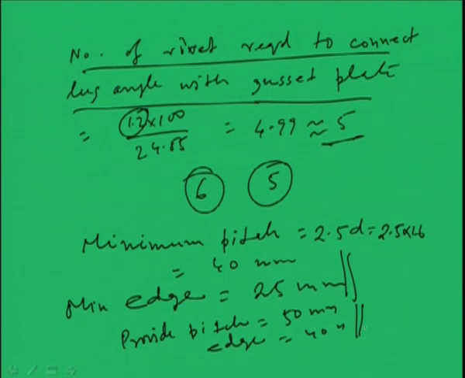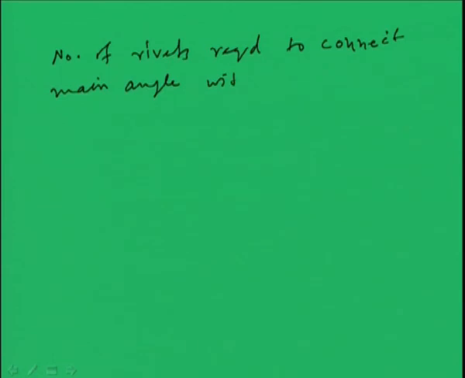Okay. Another thing is the number of rivets required to connect the main angle with the gusset plate, that also we have to find out.